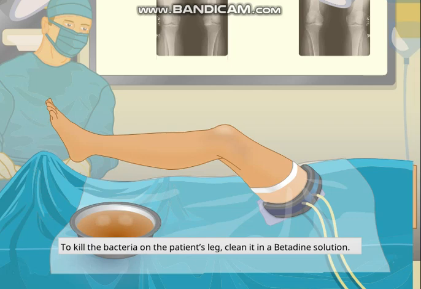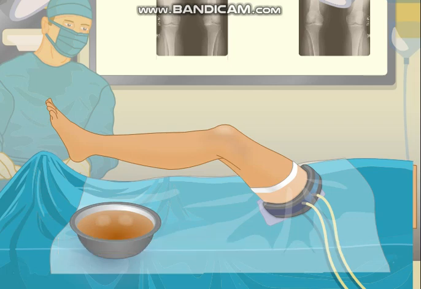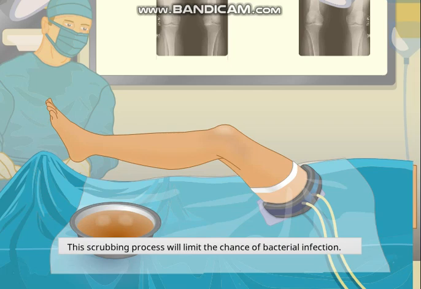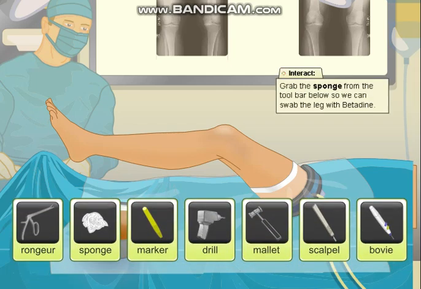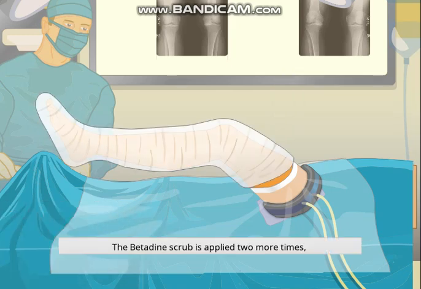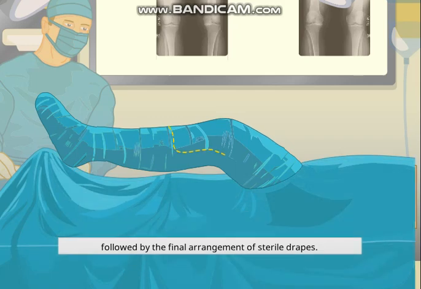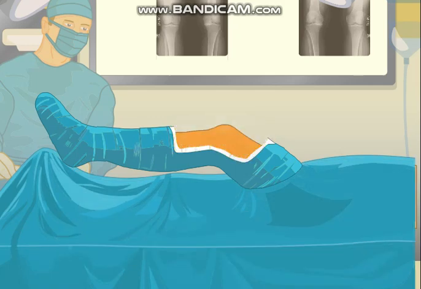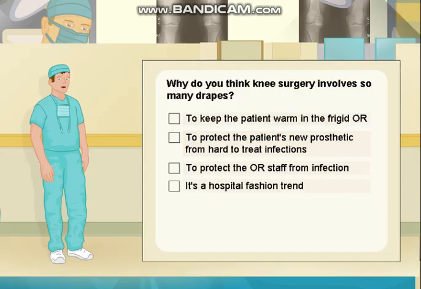To kill the bacteria on the patient's leg, clean it in a betadine solution. This scrubbing process will limit the chance of bacterial infection. The betadine scrub is applied 2 more times, followed by the final arrangement of sterile drapes. Why do you think knee surgery involves so many drapes? Good work.